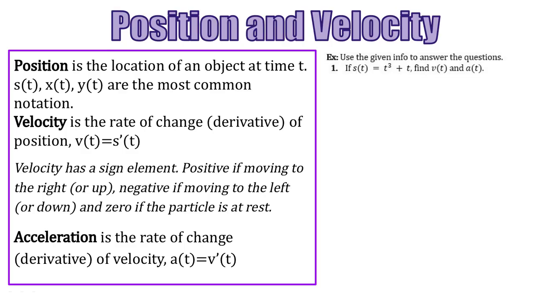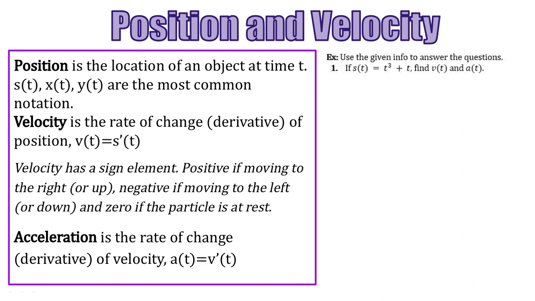So the position function is where an object is located at an indicated time. We use s of t, x of t, y of t. These are the most common ways that you're going to see the position function written. In Algebra 2, we often talk about the position of an object along a quadratic curve. As I throw a ball up in the air, this is its given position.